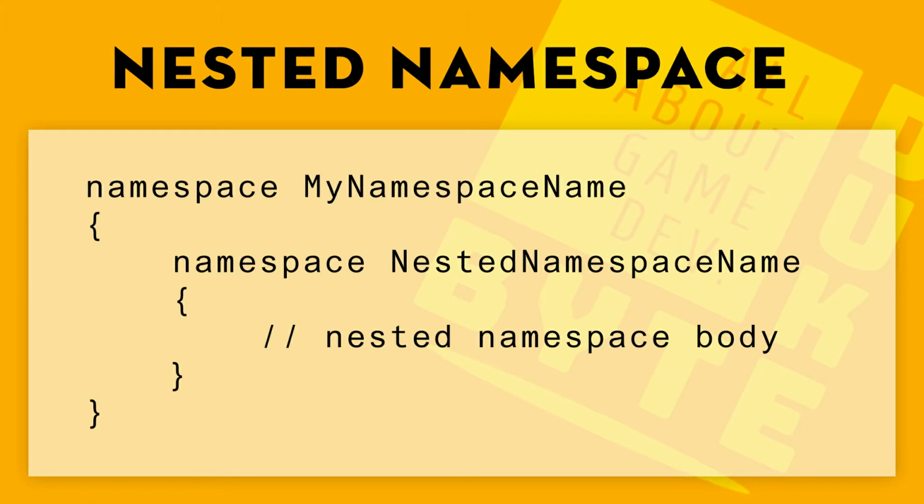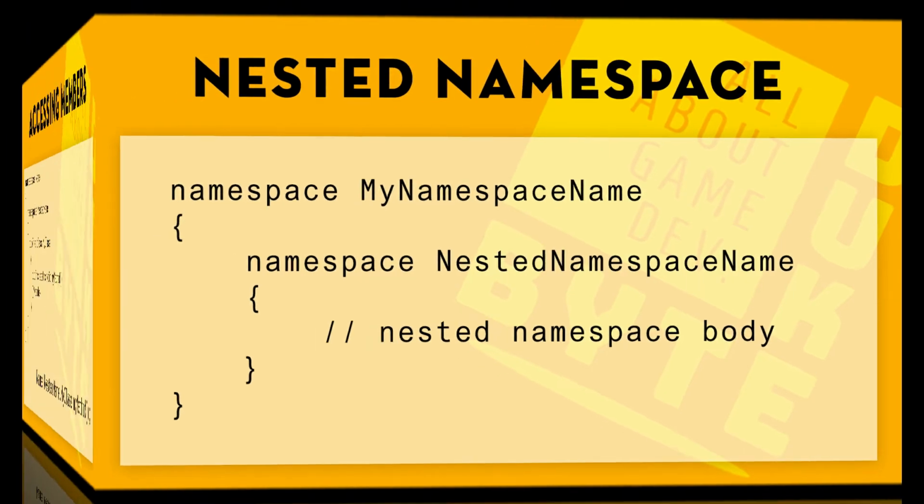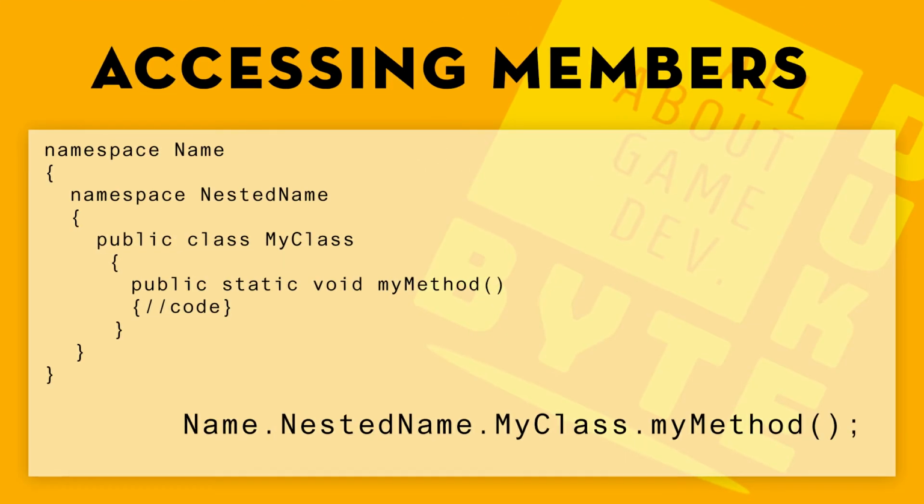A namespace can contain another namespace. The nested namespace and its members can be accessed using the dot operator. This example illustrates how nested namespace can be implemented. The members of a namespace can be accessed using the dot operator.